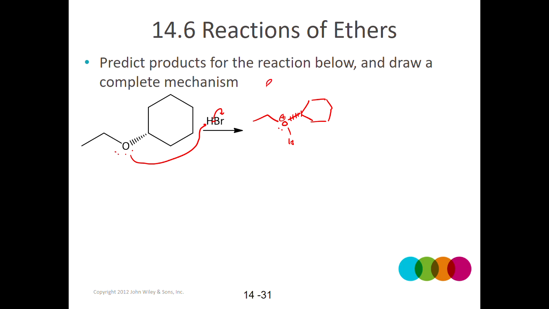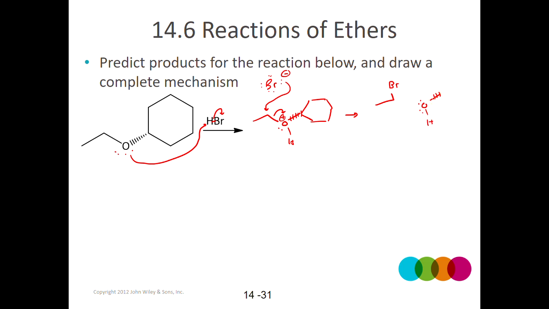The Br minus that's produced would probably come in here first, since it's only a primary carbon. It's not very sterically hindered versus this one over here, which is secondary. And so it would probably be coming in there first, pushing these electrons out to the oxygen. So that'll give me ethyl bromide or bromoethane. When the oxygen leaves, I get an alcohol.